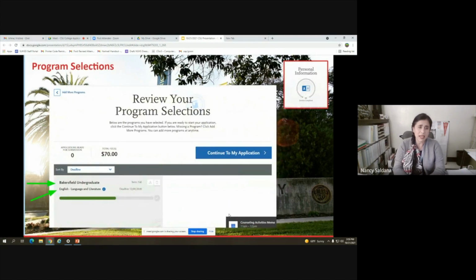Program selections, again, once you have selected your program, the major that you're planning to pursue, and the university that you're planning to apply to, you want to make sure that you review that the information is correct. So for example, this particular student is applying to CSU Bakersfield, and this is the program, the major that they're applying to. So again, always double check that this information is correct and that the university is correct as well.